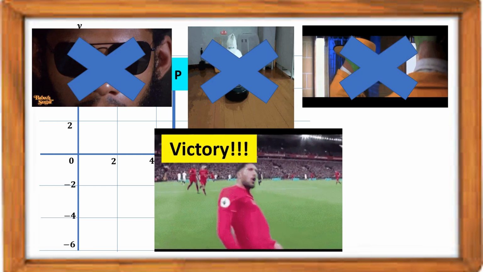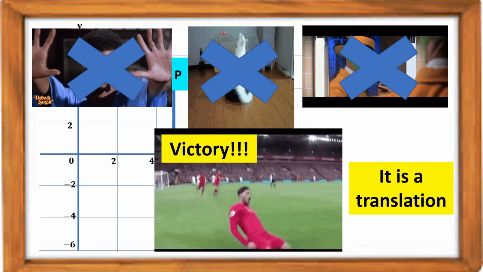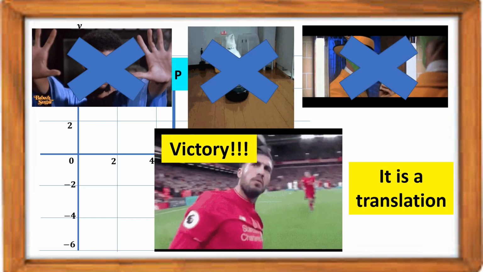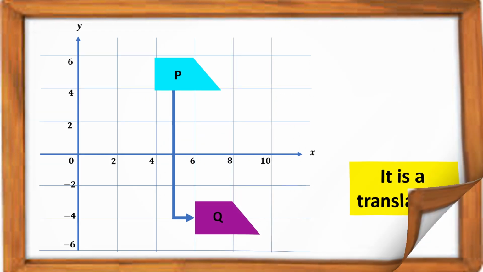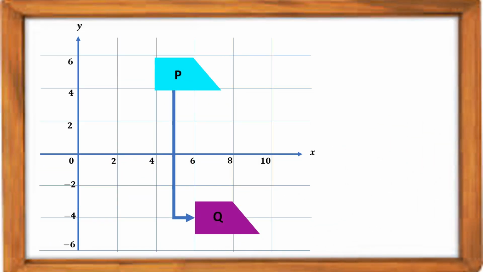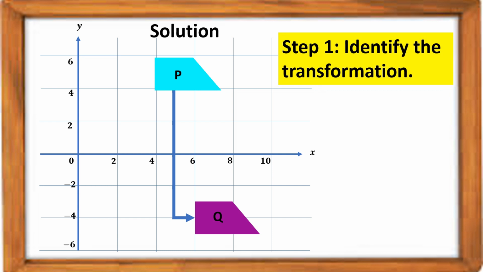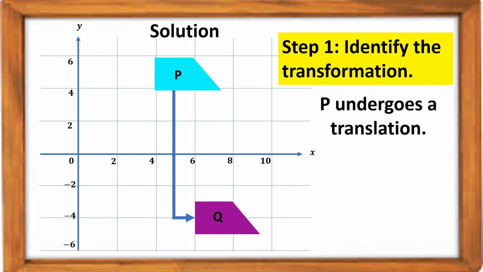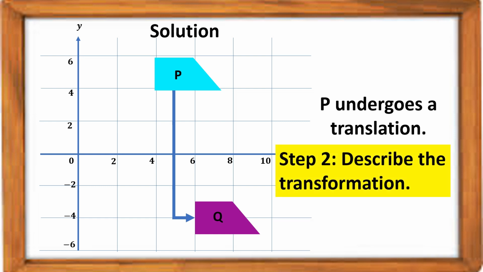However, they don't want you to just write down translation or slide as the case may be. They want you to describe it completely. So the first thing we're going to do is state what this transformation is. We're going to write P undergoes a translation. That's the first part of it.